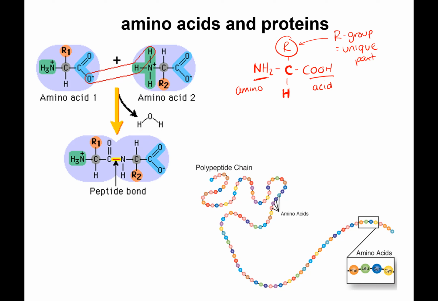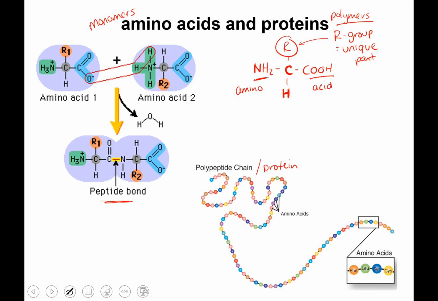But I want you to remember that amino acids are the monomers, proteins are the polymers. They're hooked together by peptide bonds, a nice covalent bond. And when you hook a whole bunch of them together, each little colored ball stands for an amino acid, you get a polypeptide chain, also called a protein.